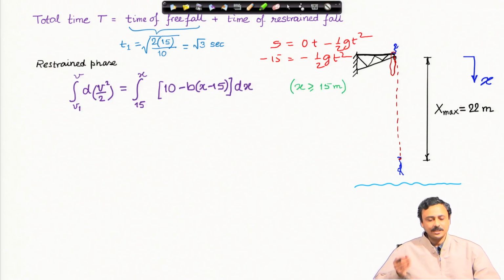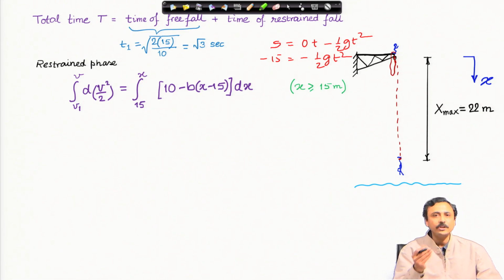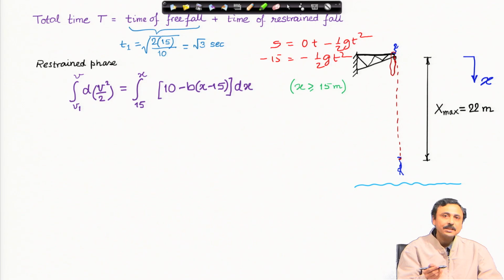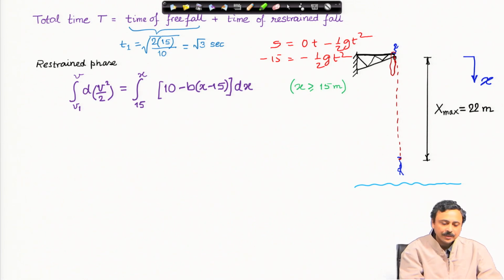Then the restraint phase, this is a little tricky. Here what I do first is, you remember this integral which we are solving, we were going from V1 to 0 for the maximum depth. Now, I am not going up to 0, I am going up to an arbitrary point, arbitrary x, which is of course less than 22, greater than 15, less than 22. Therefore, at that point the jumper will have a velocity v.